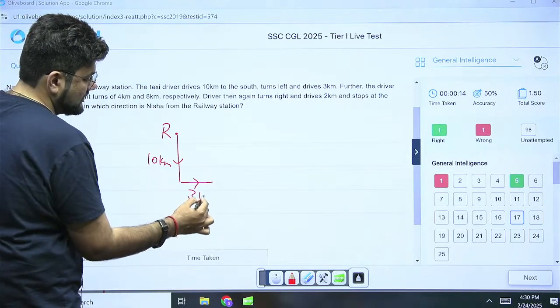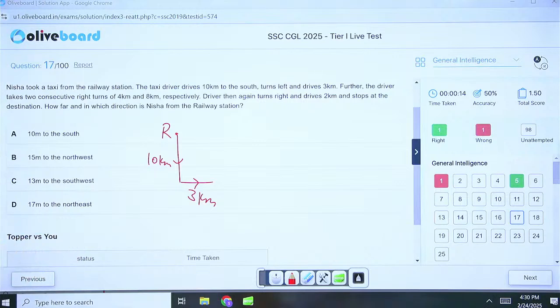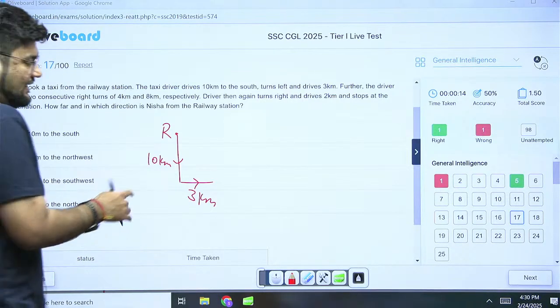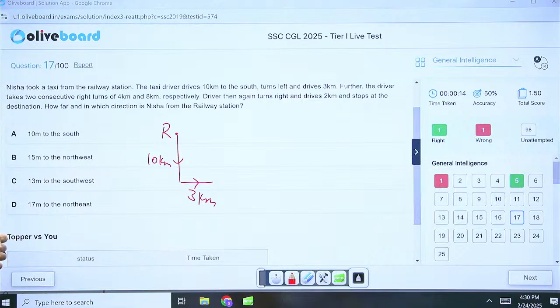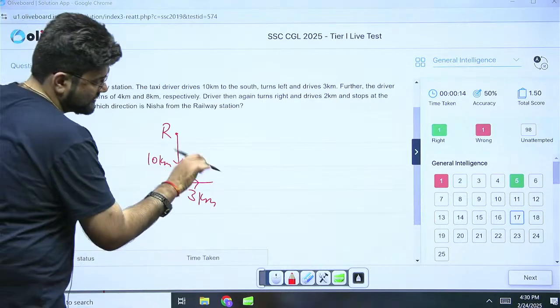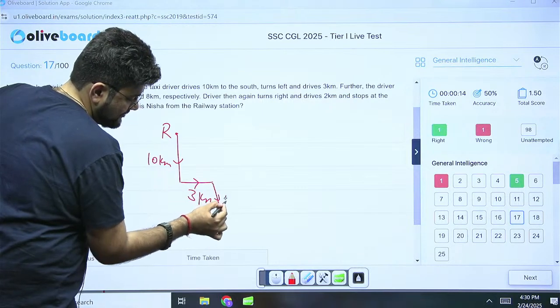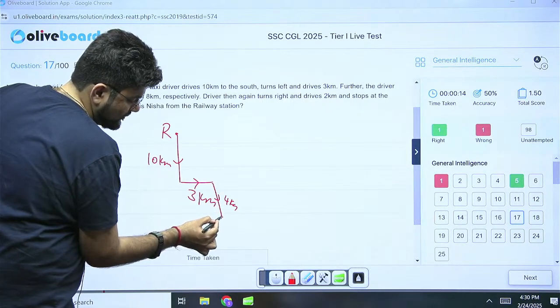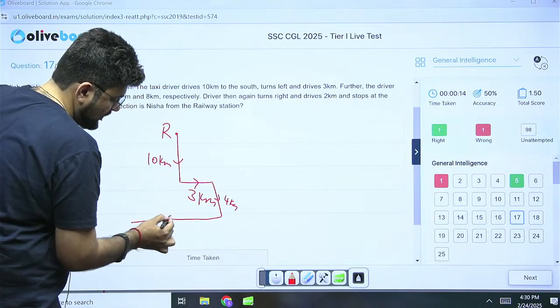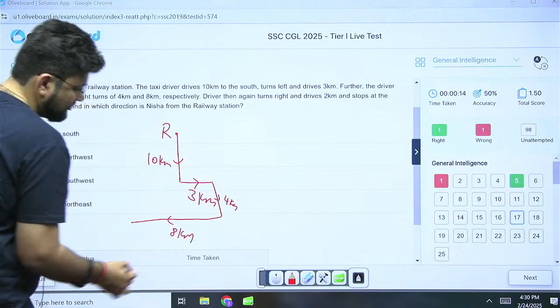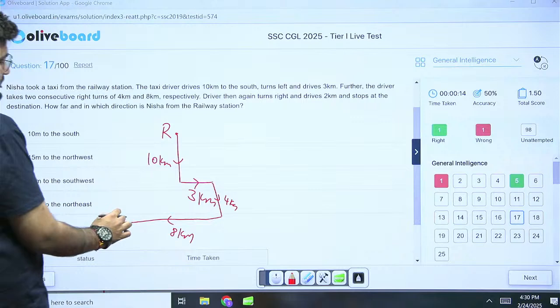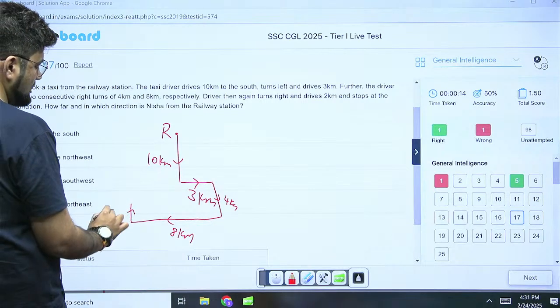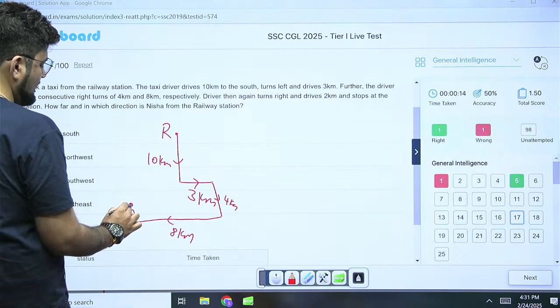Okay, 3 kilometers. Remember to draw the diagram, the figure, to scale. To scale means if 10 kilometers is a longer line, 3 kilometers should be a shorter one. Then the driver takes 2 consecutive right turns of 4 and 8 kilometers. So first right is of 4 kilometers. Second right is of 8 kilometers. So 3 here and 5 more. Driver then again turns right and drives 2 kilometers and stops. This is the final point.